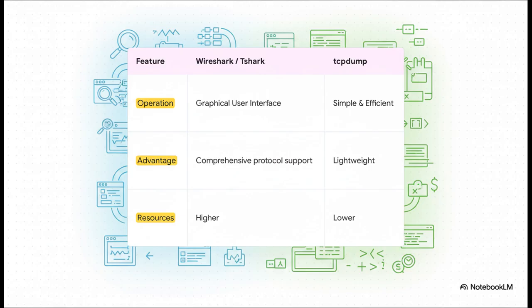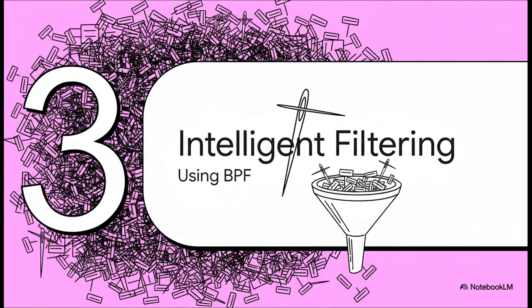But in the other corner, you have TCP dump. It's just a simple command line tool, no fancy windows, no pretty graphs. But it is incredibly fast and barely uses any of your computer's resources. So the choice really comes down to what you need. The deep dive analysis you get from a GUI, or the raw speed and efficiency you get from the command line.